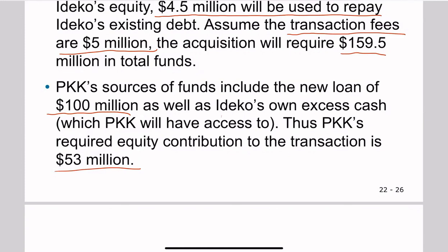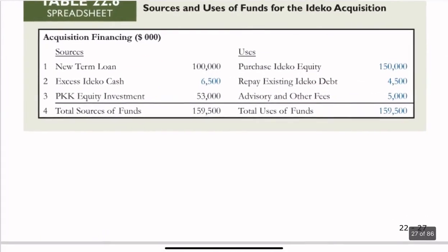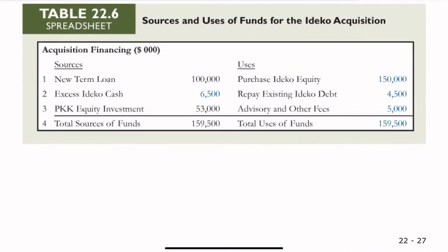And then let's assume after acquiring this firm, you will get access to Idaco's own excess cash. If you look at the firm's balance sheet, the firm's excess cash is $6.5 million. So now you can see how your financing will work. To finance this amount, you will use $100 million of bank loan, and then you will use Idaco's own excess cash and your own money. So it's your own equity investment.